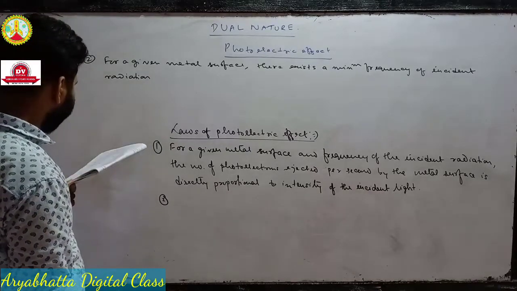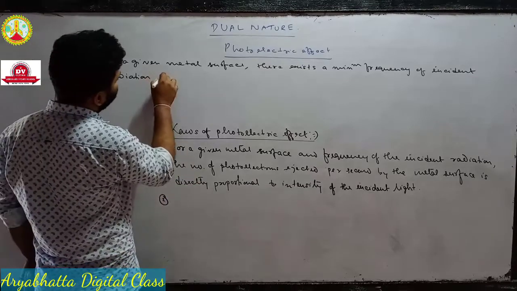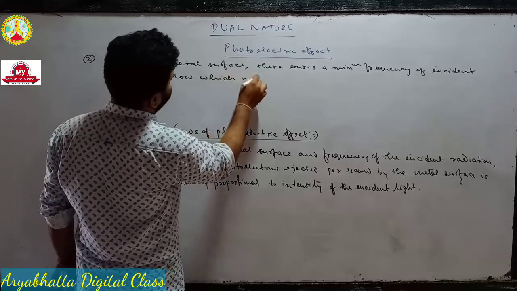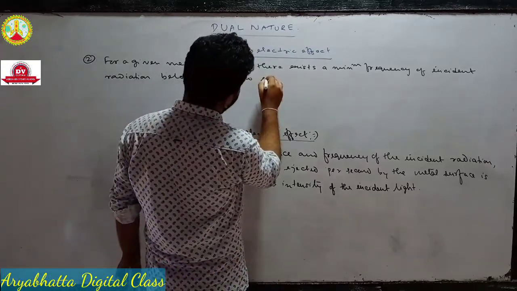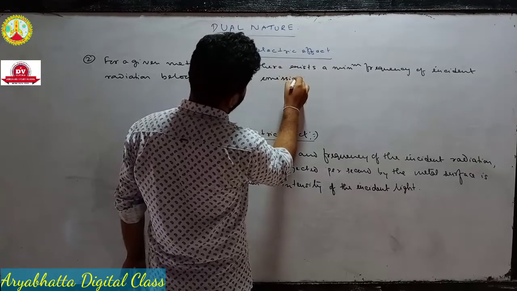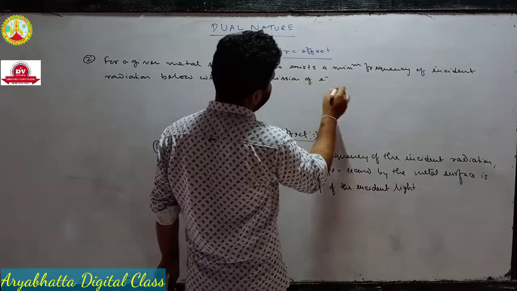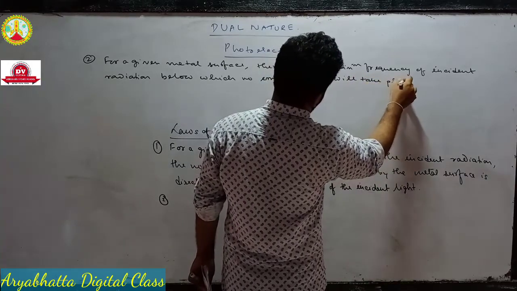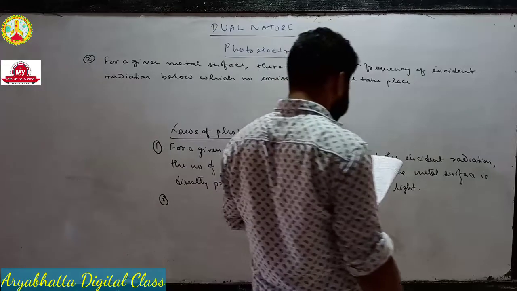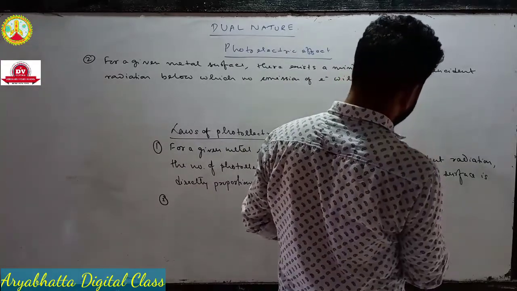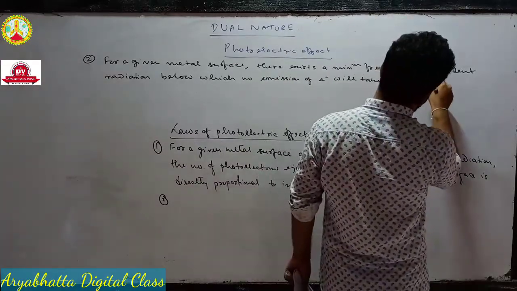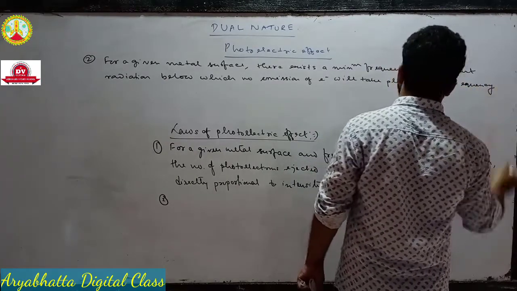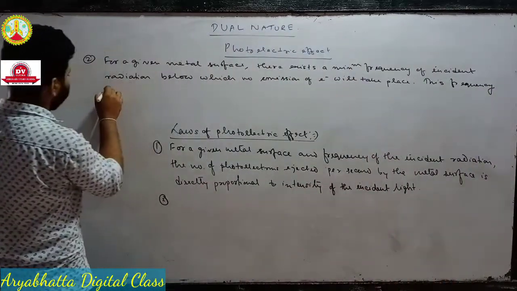radiation below which no emission of electron will take place, okay. This frequency is called threshold frequency.